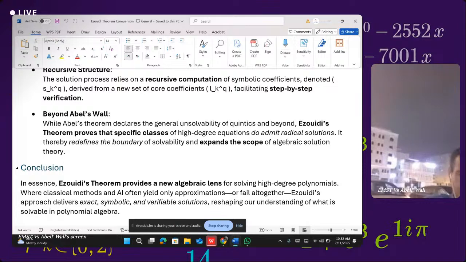Okay, right. This is where it gets really exciting, because all this, Abel's wall, numerical limits, AI's approximation issue, sets the stage for Ezouidi's theorem. You described it as a paradigm shift. What makes it so revolutionary? How does it get past these hurdles? It's revolutionary because it tackles those limitations head on. First, and most importantly, Ezouidi's theorem delivers exact symbolic solutions. We're not talking approximations anymore. Real provable answers. Precise mathematical expressions, often involving radicals, square roots, cube roots, potentially higher roots, for degrees that were long considered impossible to solve this way, including specific types of 18th-degree polynomials.